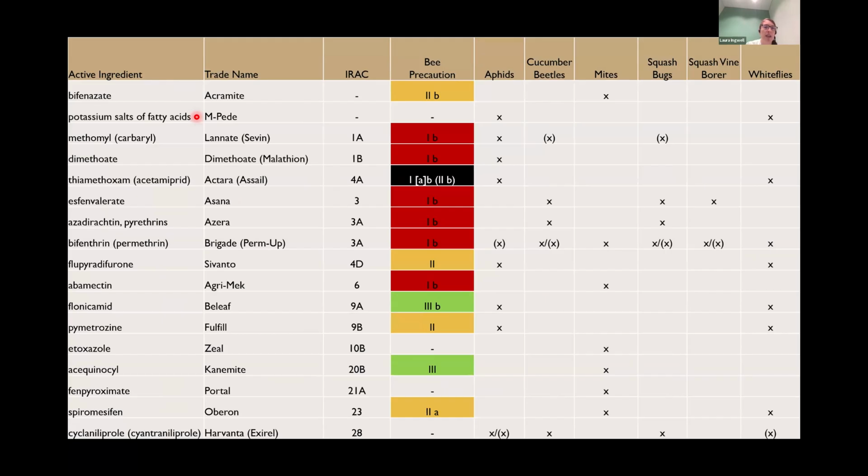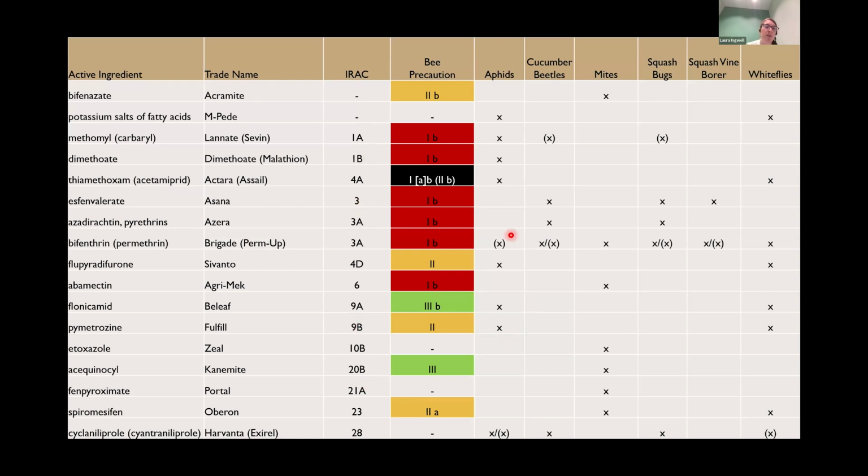So here I have just a table of some of the active ingredients from the insecticides that we have available that we can use on cucurbits. Important for resistance management is this IRAC code, and making sure that if you're going to make multiple applications, you're rotating between these codes.